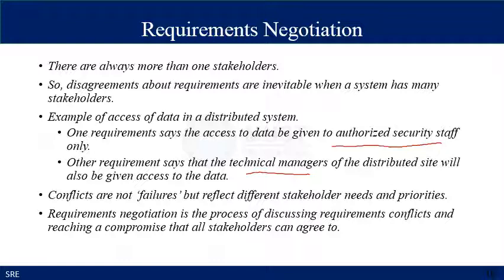Conflicts are not failures, but reflect different stakeholders' needs and priorities. So requirements negotiation is the process of discussing requirement conflicts and reaching a compromise that all stakeholders can agree to.